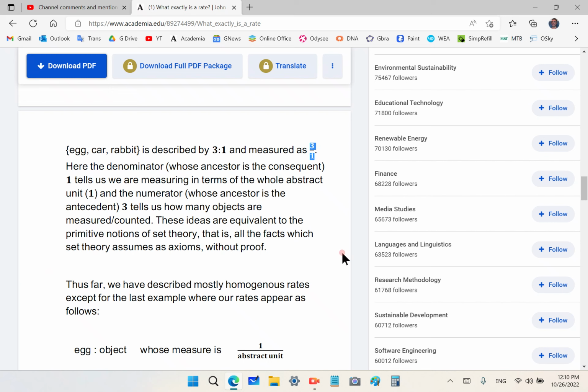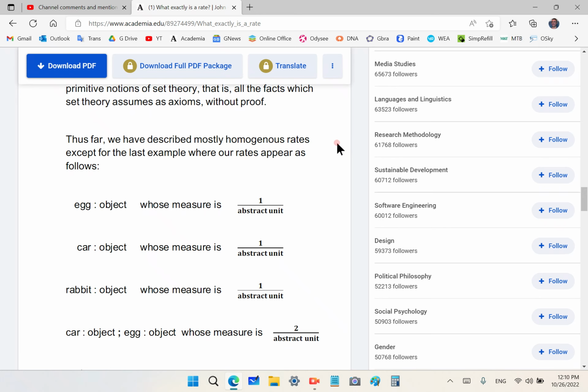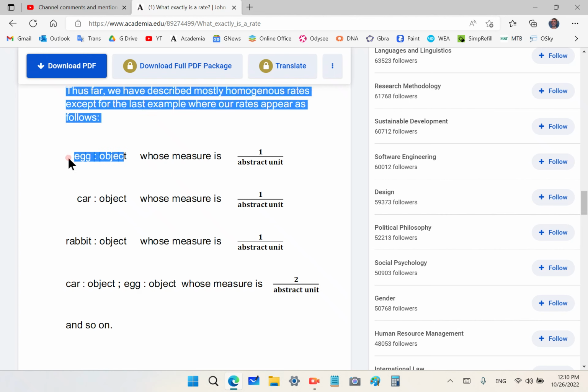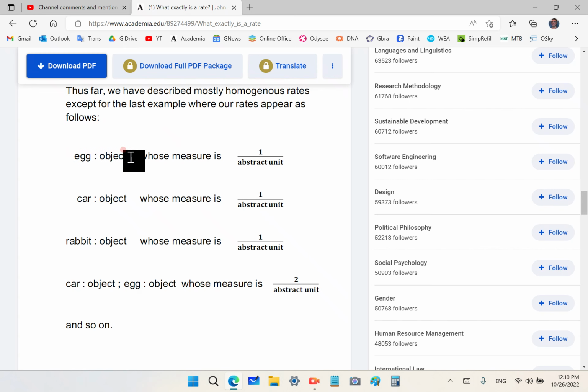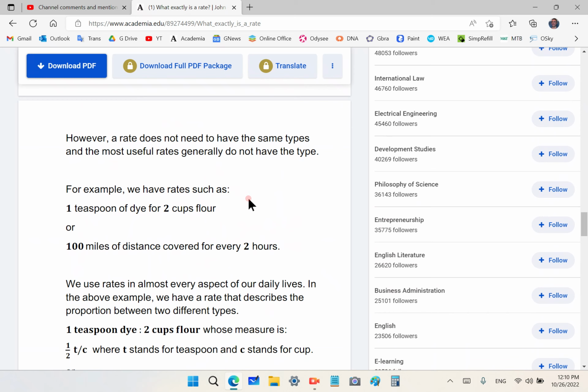It's the same thing. So these ideas are equivalent to the primitive notions of set theory, which is compiled or designed with facts that they call axioms, and they do so without proof because they've never understood the concept of number. So thus far we have described, again, mostly homogeneous rates, and these rates here are no longer homogeneous. We have an egg, a car, and a rabbit. Their measure is one abstract unit in each case, and if we have a car and an egg, there are two abstract units, okay? And so on.